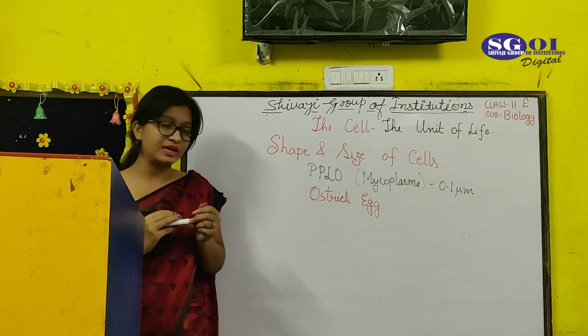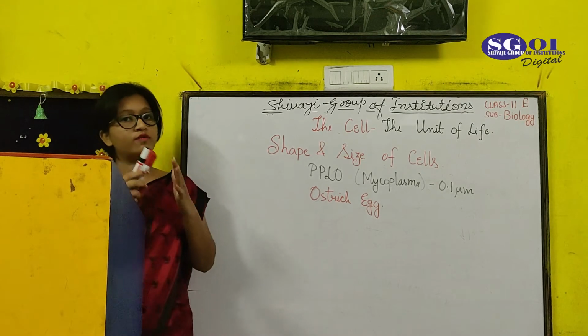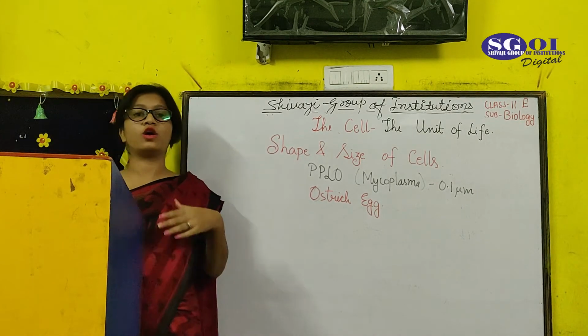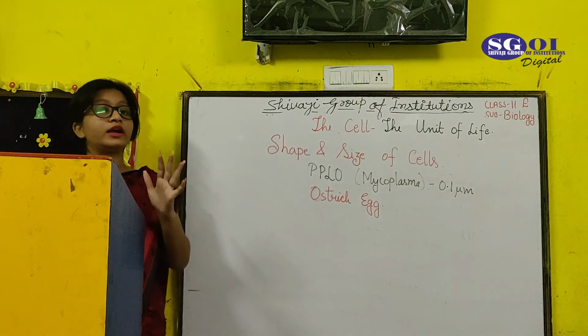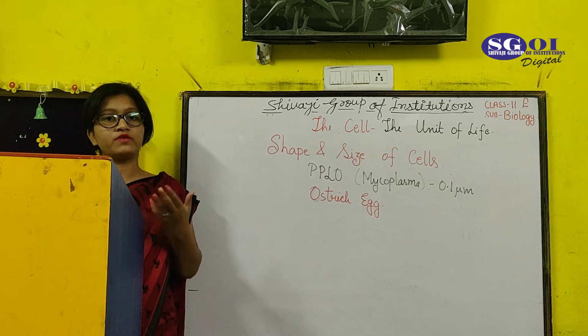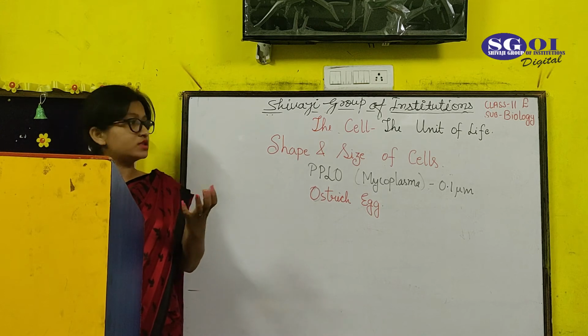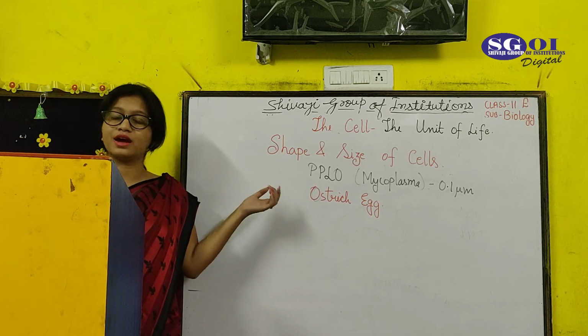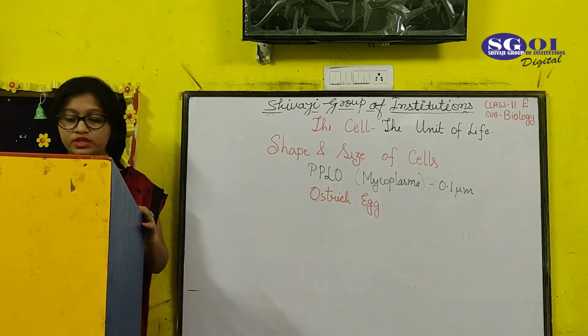So the shape of cells is quite different from one another within an organism or in different organisms, depending upon their functions. And the size of the cell is also different from cell to cell. The smallest known cell is PPLO and the largest cell is the ostrich egg.